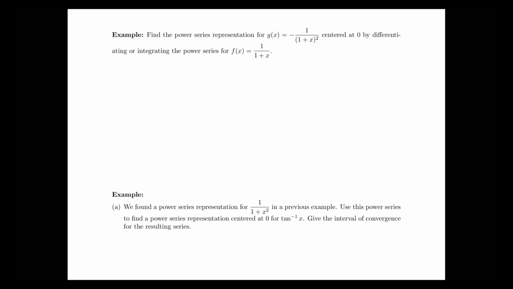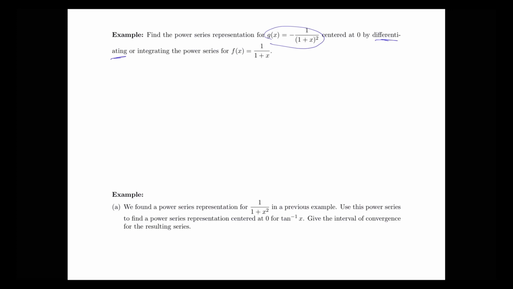So I'm trying to find the power series for this g using a known power series for f. And it looks like the tool I'm going to want to use is differentiating, since I see that when I take the derivative of 1 over 1 plus x, I will end up with that negative 1 over 1 plus x squared.